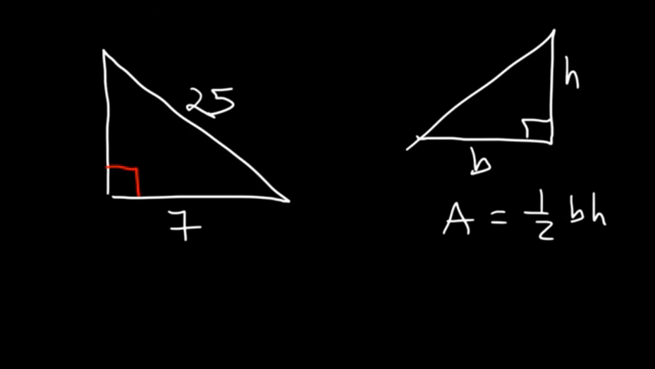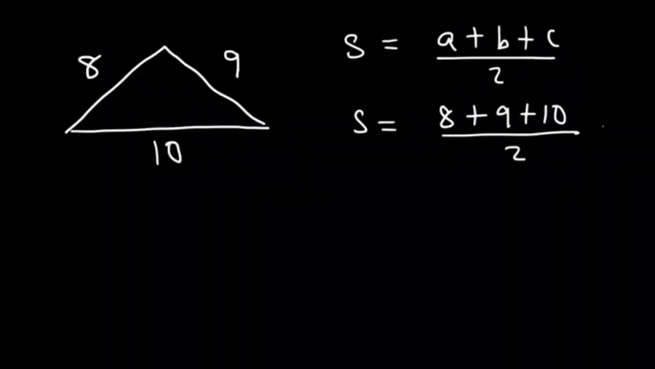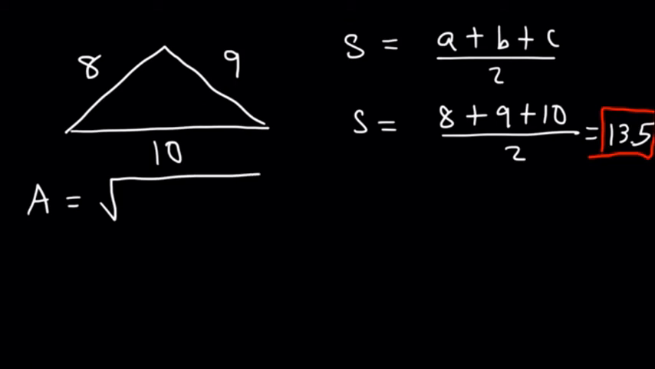8 plus 9 is 17. 17 plus 10 is 27. And 27 divided by 2 is 13.5. So that is S. That's how we could find it. And now let's calculate the area. So the area is simply the square root of S times S minus A times S minus B times S minus C.